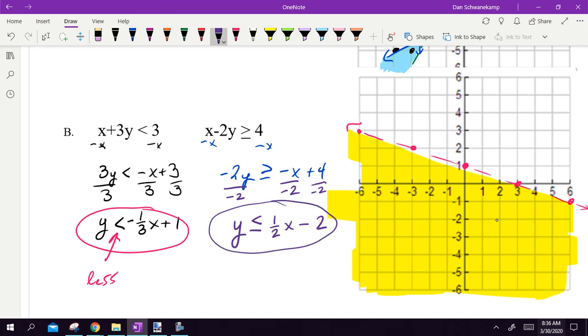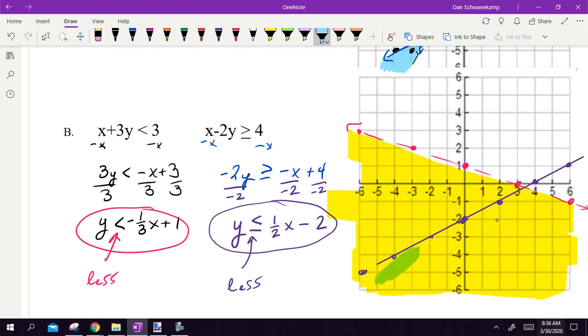Cool. Let's graph this. -2. Slope is 1/2. Up 1 over 2. Down 1, left 2. Solid or dashed line? It's a solid line because there's a solid line underneath. Boom. There's that line. This is a less than sign, so I'm going to shade below it. So I'm shading below the purple line.